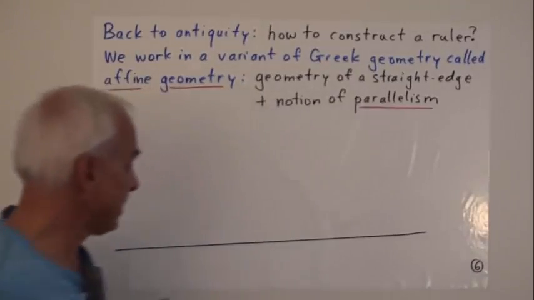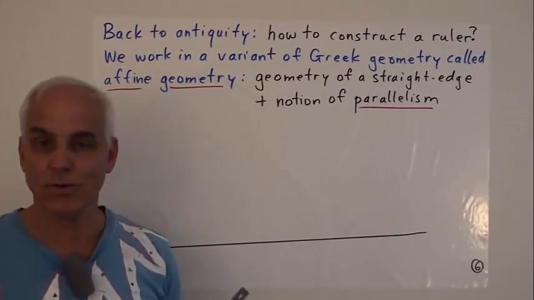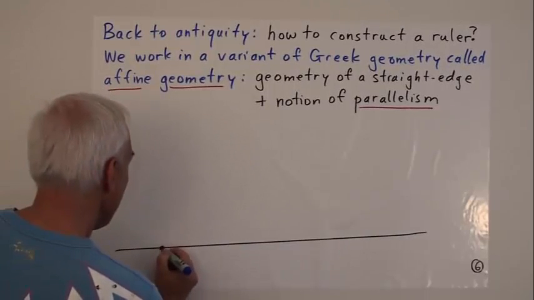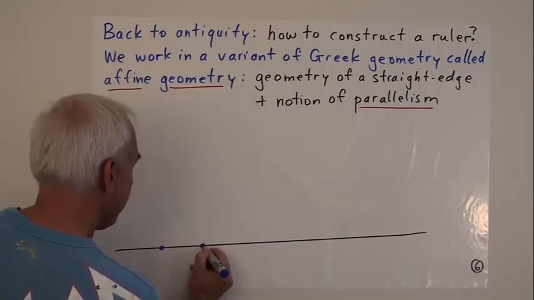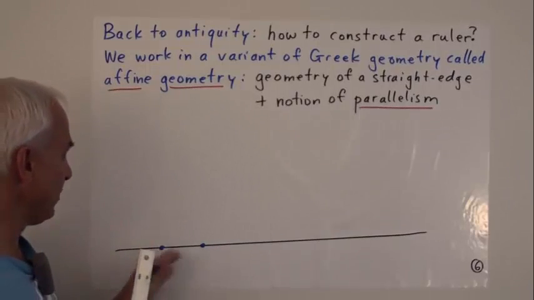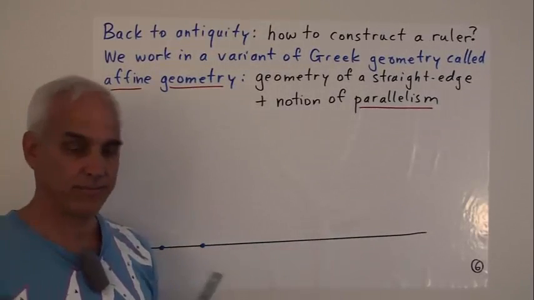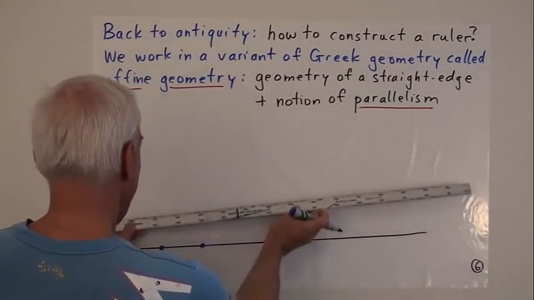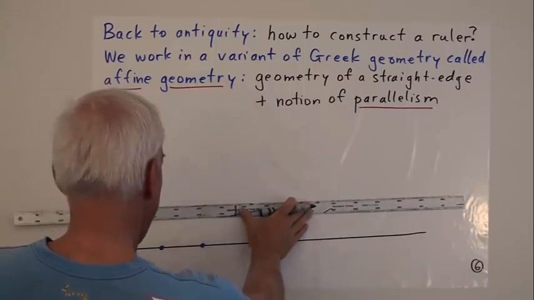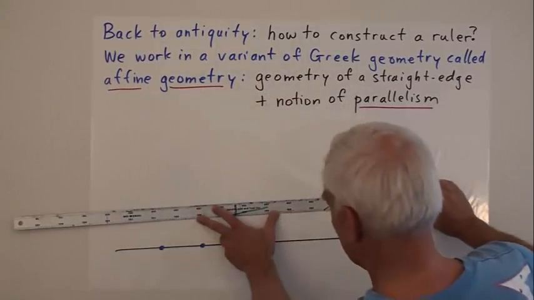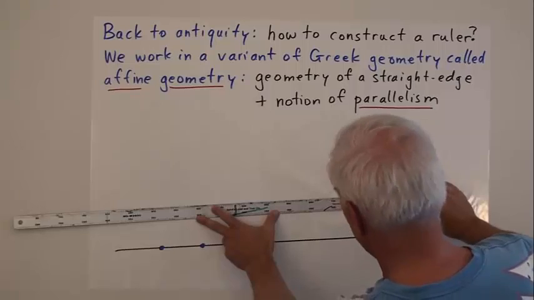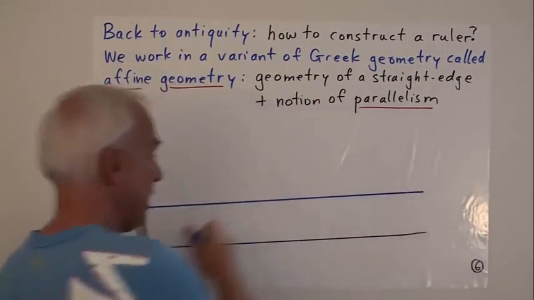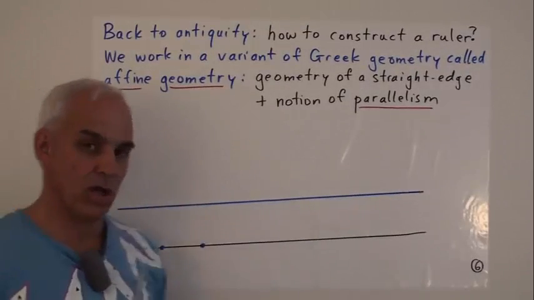Alright, so here is the baseline that we want to make a ruler out of. And we'll start by, say, drawing 2 points. Okay? And we're going to use that as the basis for a system. So the first step is to draw a line parallel to the given line. Let's try to make it as parallel as possible. Alright, so this line that I've drawn now is supposedly parallel to the original line.